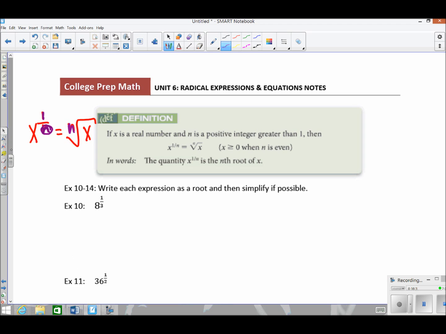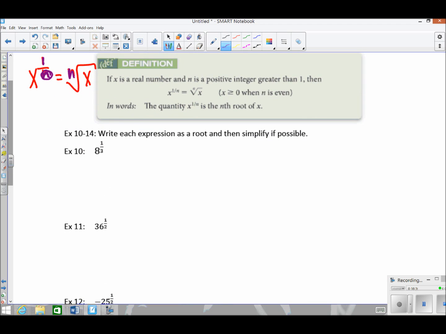So when we want to take these examples and rewrite them as a root, anytime you have something in the denominator, that's going to go out in front, and then you're just going to keep everything else. Since the power on top, or in the numerator, is 1, I'm not going to worry about writing the 1 for right now. So then I'm taking the cube root of 8, which is 2.